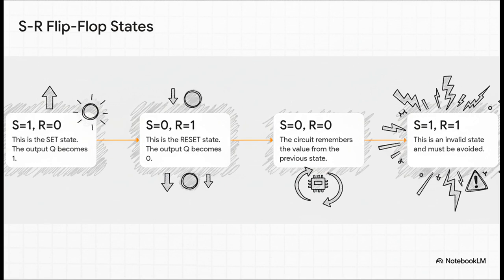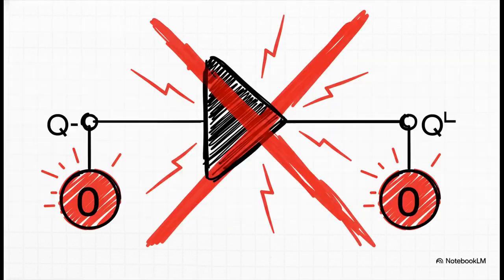It's remembering. But, and this is a big but, what happens if we tell it to set and reset at the exact same time? You break it. You get an invalid state. The circuit's logic just completely short-circuits itself. Both outputs, Q and Q bar, can become 0 at the same time, which completely violates that golden rule we just talked about. This state is forbidden. It's a critical, show-stopping design flaw.